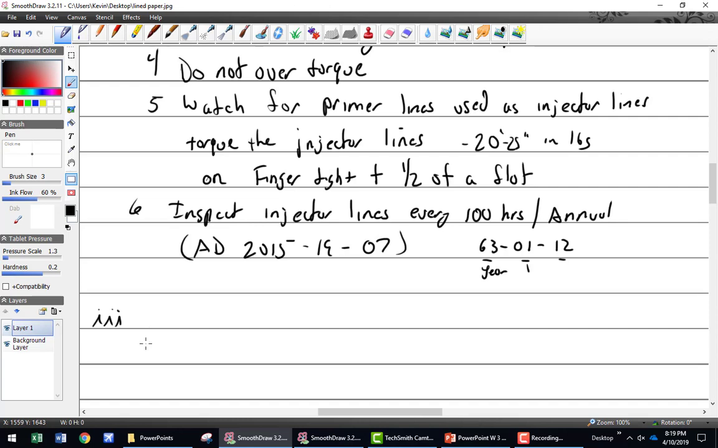For that AD, when you say every 100 hours or annual, would you have to do it every 100 hours even if the 100-hour inspection isn't required? If the AD says you must do it every 100 hours, then you must do it every 100 hours of operation. But you're thinking of 100-hour inspection. What if I don't have to do 100-hour inspections? The AD still says you must do it every 100 hours. It doesn't say every 100-hour inspection. It says you must do it every 100 hours.